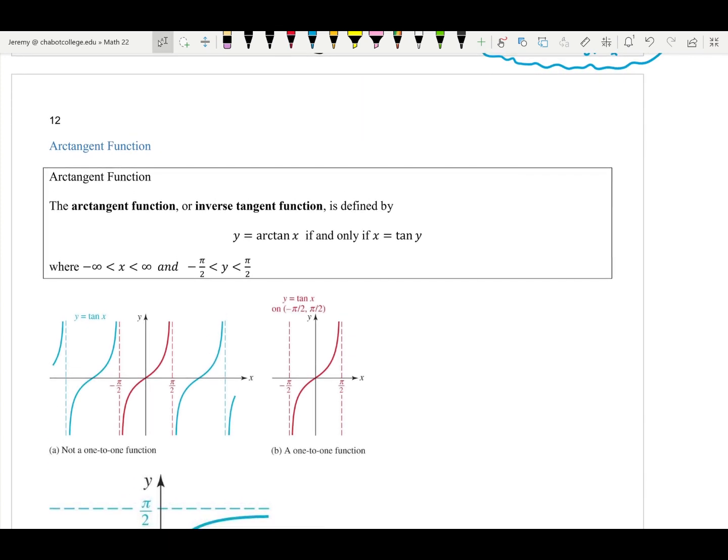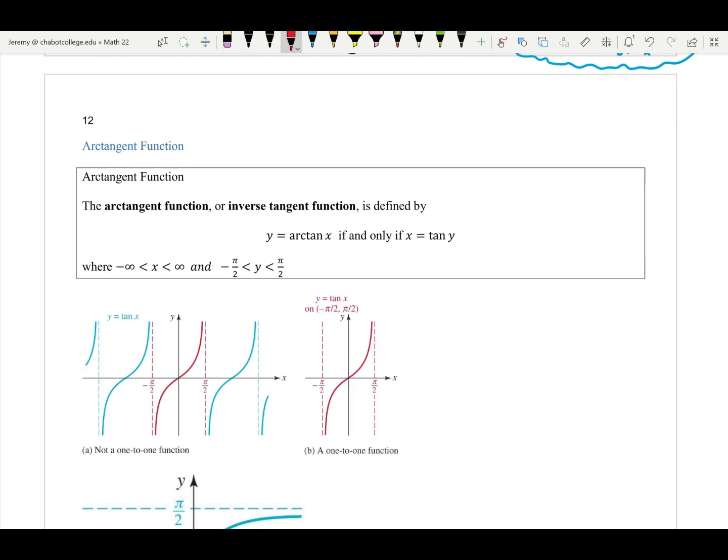So this is going to be similar to sine. We're going to define it as, the outputs of the arctangent function as being on the right half of the unit circle. So I'll just make a note that our range in this case comes from the right half of the unit circle.